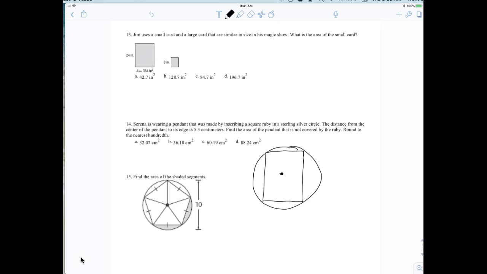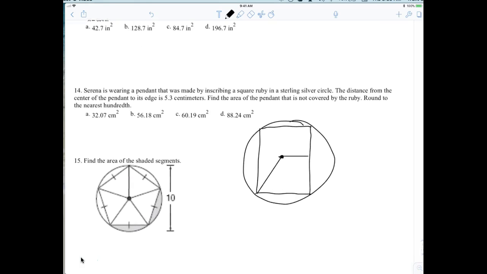The distance from the center to the edge. I would probably say that's what that is. But isn't the edge the side of a square? Same, the edge of the pendant. Yeah, this would be to the ruby though. That's how I kind of was thinking about it. You see what I'm saying or not?